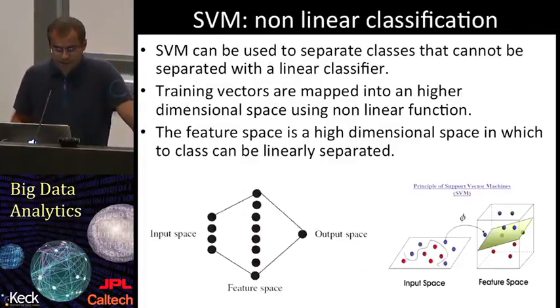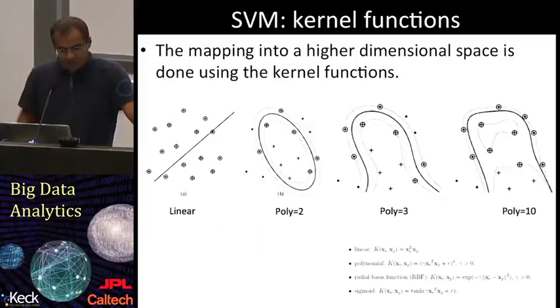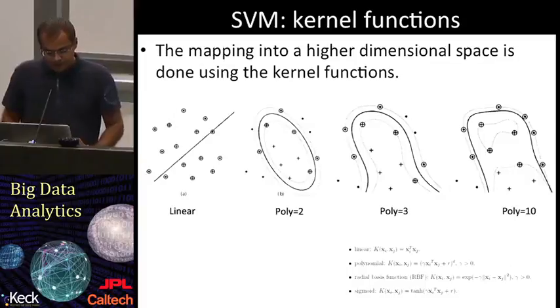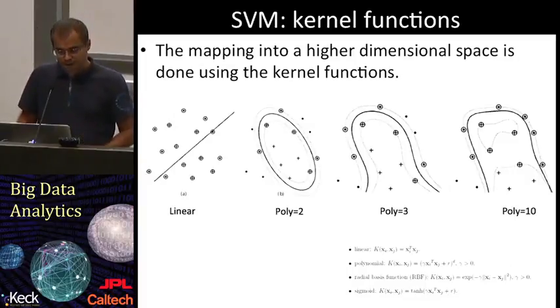SVM can also be used as a nonlinear classifier. So training vectors are mapped into a higher dimensional space using nonlinear functions. This space is called the feature space, and it is a high-dimensional space in which the classes can be linearly separated. Now, the mapping into the higher dimensional space is done using the so-called kernel functions. The most common are shown in the slide and are linear, polynomial, RBF, and sigmoid.